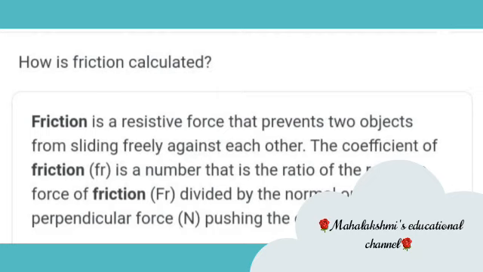How is friction calculated? Friction is a resistive force that prevents two objects from sliding freely against each other. The coefficient of friction is a number that is the ratio of the resistive force of friction, Ff, divided by the normal or perpendicular force N pushing the objects together.